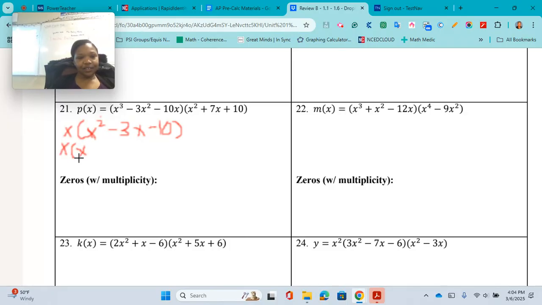x minus 5 and x plus 2. Now, this we could factor: two numbers to multiply to give us 10 and add together to give us 7. Excellent. Positive 5 and positive 2.